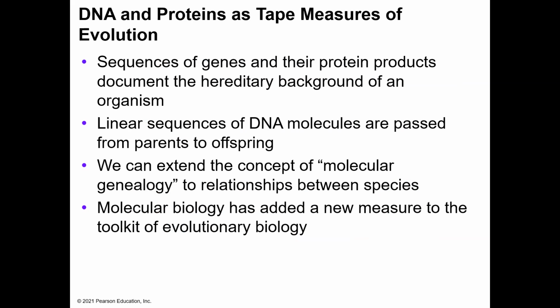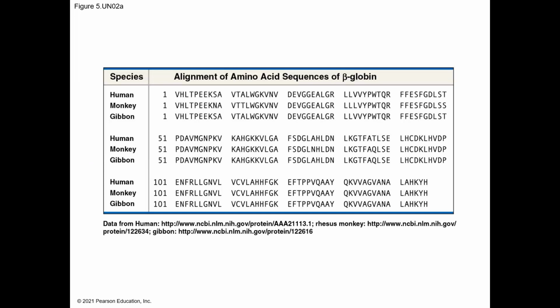Genomes are also measures of evolution. By learning about the genomes and the differences between the genomes, we can actually see how related some species are to each other and how long it takes for things to evolve. So molecular biology has added a new measure to the toolkit of evolutionary biology, being able to see how related things are, to see how many different changes there are, and to see how long it took for these species to evolve. And with that, guys, that finishes chapter 5.